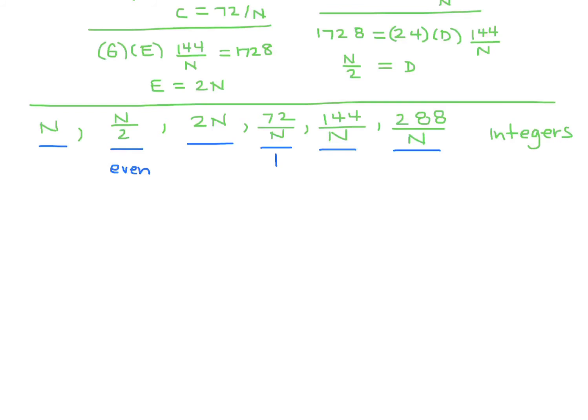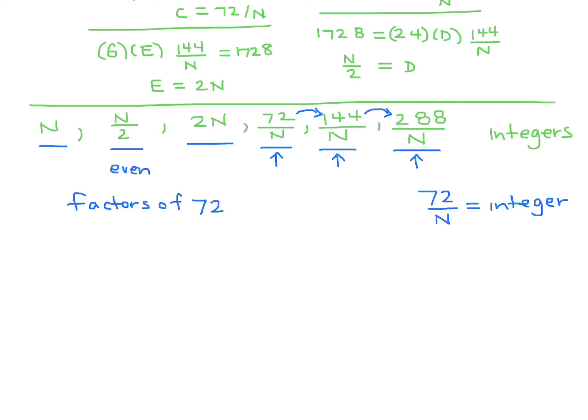The only way that this can be an integer is if n divides into 72. So 72 divided by n has to be an integer. And the only way that can happen is if n is a factor of 72. And very similarly, these guys will become integers in the same way if n is a factor of 72. Because if you notice, this is just 72 times 2, and this is just 144 times 2. So I need to concentrate on the factors of 72.